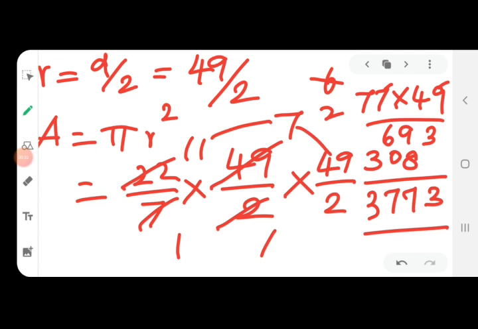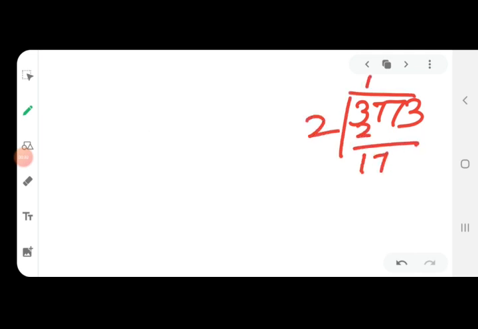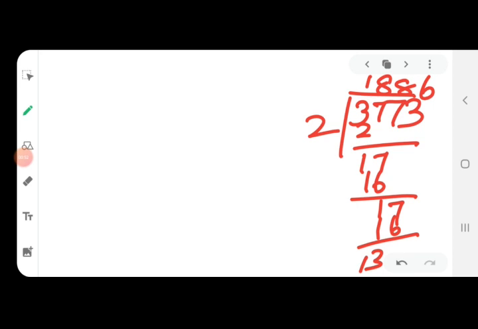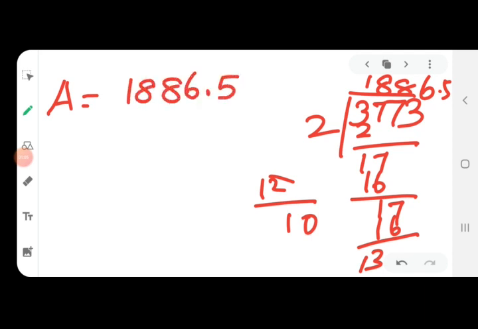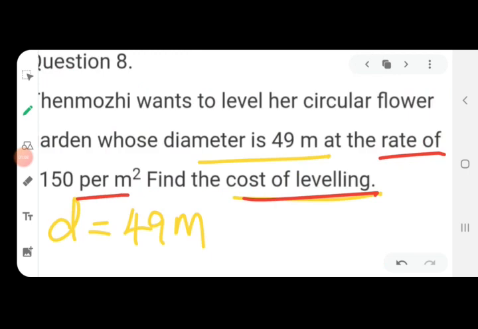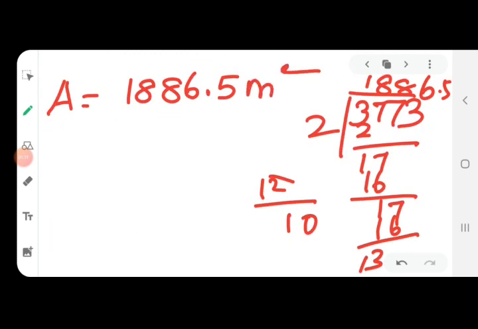3773. We have to divide by 2. So 3773 by 2. 1 2s are 2, remaining 1, again 7. 8 2s are 16, remaining 1, again 7. Again 8 2s are 16, remaining 1, it will be 3. So 6 2s are 12, so remaining 1. If you put a point we can add a 0. So 5 2s are 10. So finally we got our area equal to 1886.5. What unit have they given here? Meter. So it is meter square.